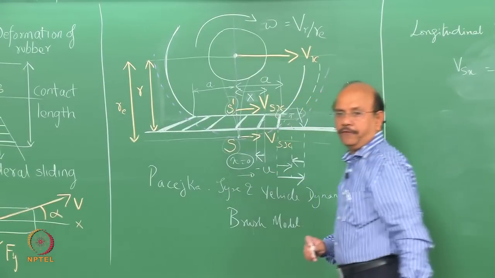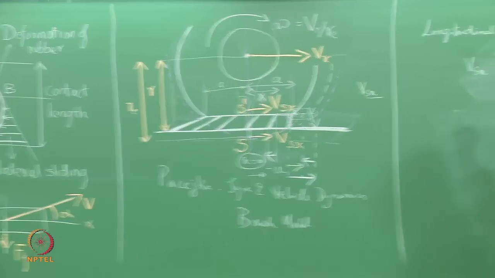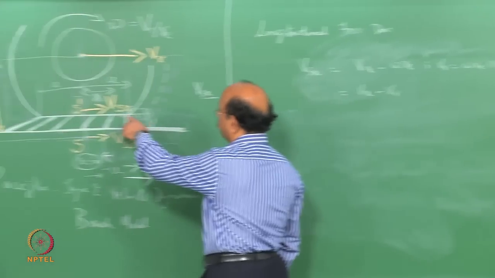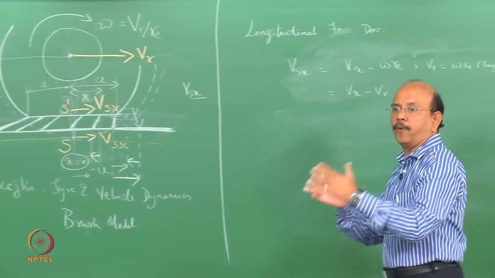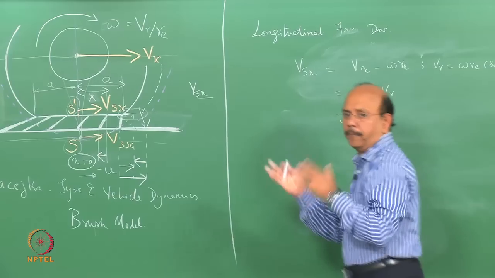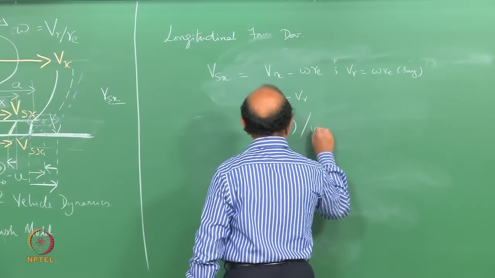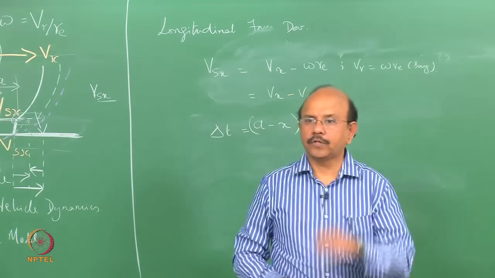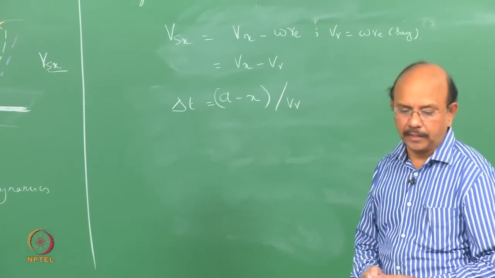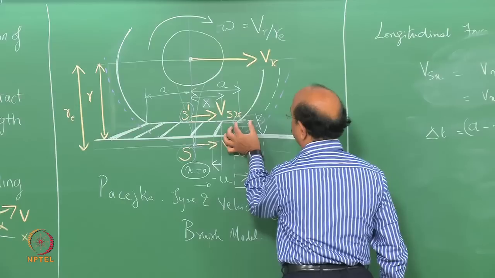Now the first thing is that all these points here are moving with S prime, which is moving with the velocity of VR. Consider the motion of the base point, say a point which is X from this point. The base point travels a distance of A minus X in a time equal to delta t. The base point is traveling with the velocity VR, and hence the base point moves a distance of A minus X, at the time, into VR. For example, this has moved from here to here.